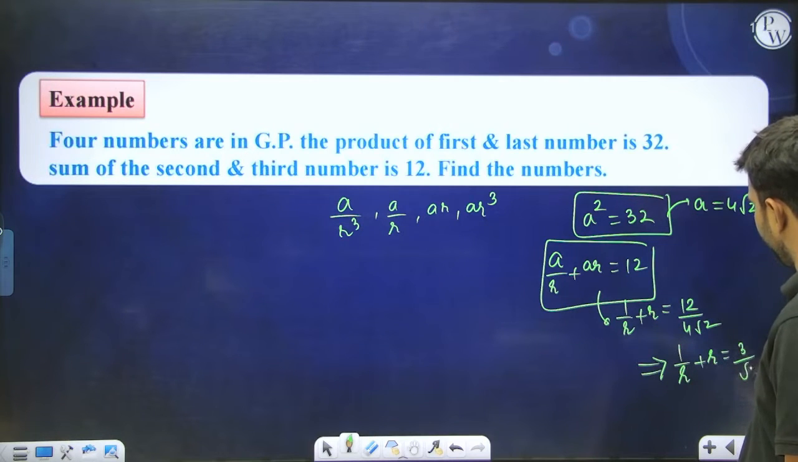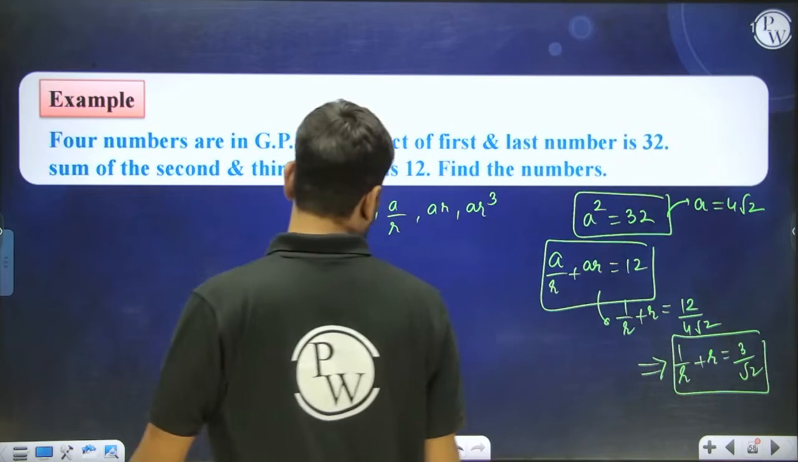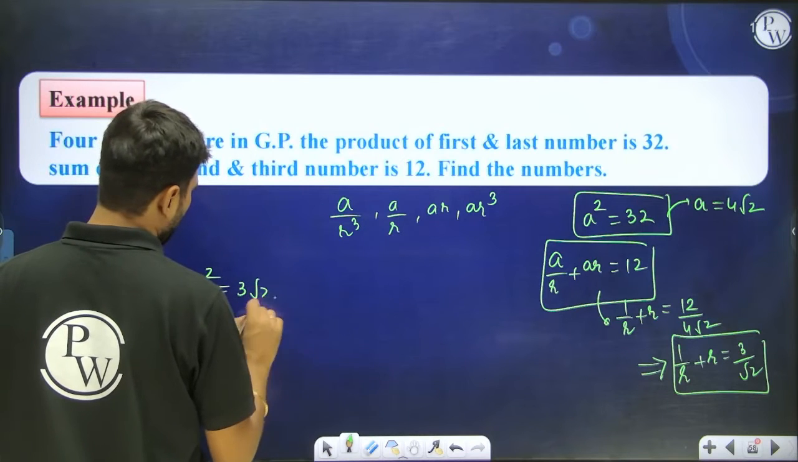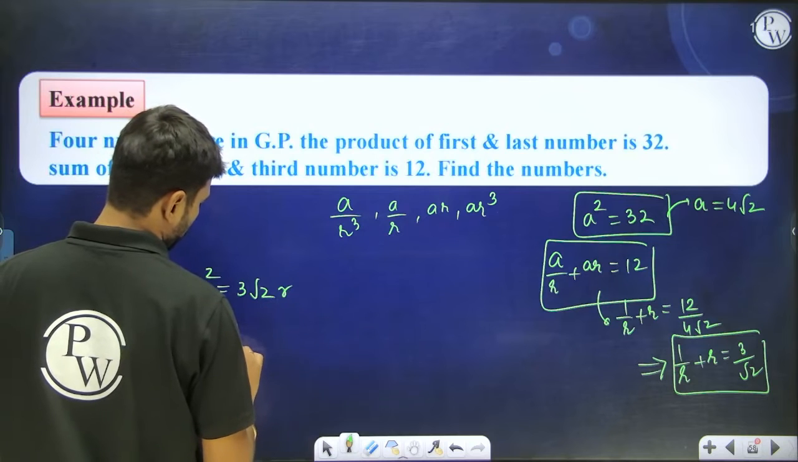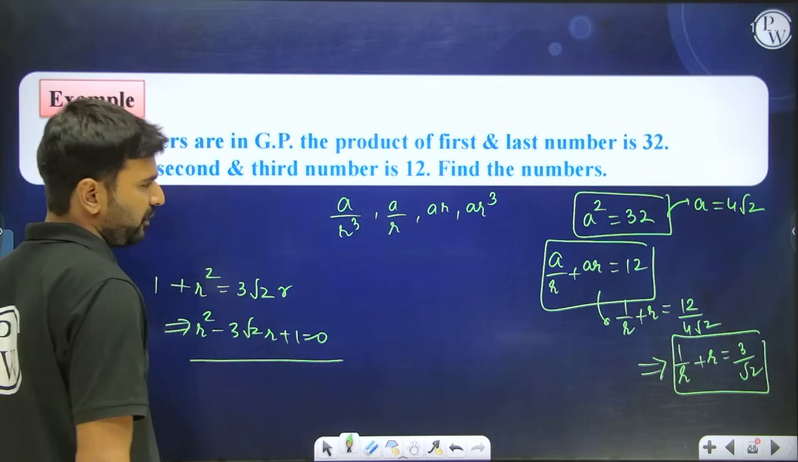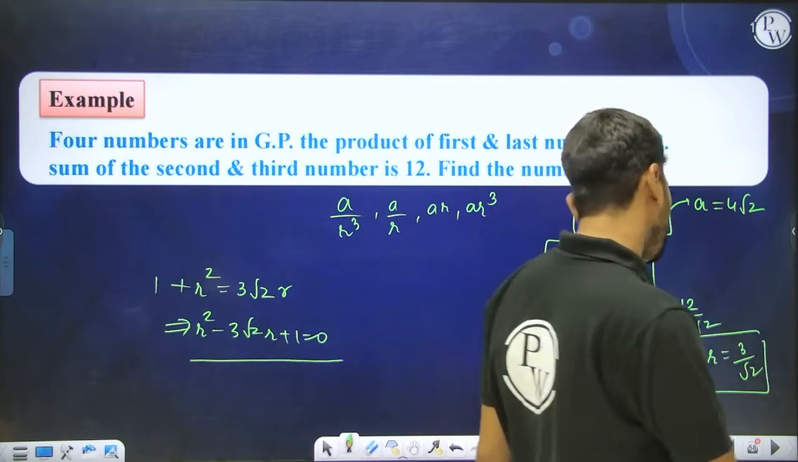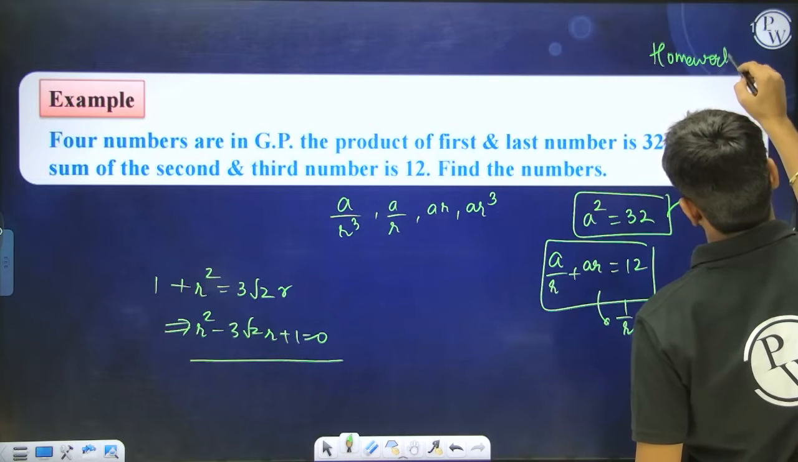So you can get the solution of the equation, because this can be formed as a quadratic in R. So 1 plus R square equal to 3 root 2 R. So R square minus 3 root 2 R plus 1 equal to 0. Solve this equation for the value of R. The moment you get the value of R, you can get all the terms quite comfortably. Do this question as part of homework now.